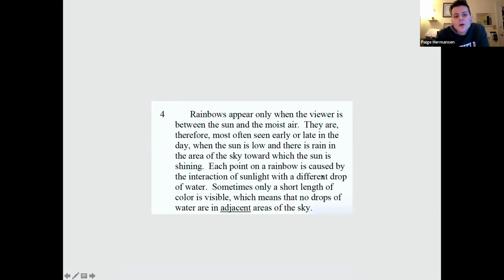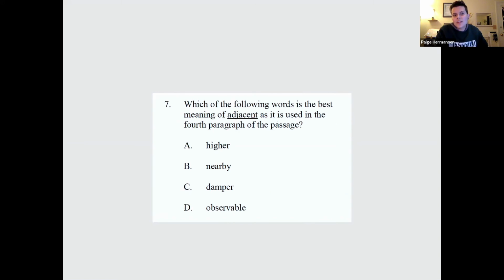Each point on a rainbow is caused by the interaction of sunlight with a different drop of water. Sometimes only a short length of color is visible, which means that no drops of water are in adjacent areas of the sky. Well, if we have to have water in order to see it, if there is a short length of color, that must mean that there's no more nearby water in order to refract light, right? That'd be my guess.